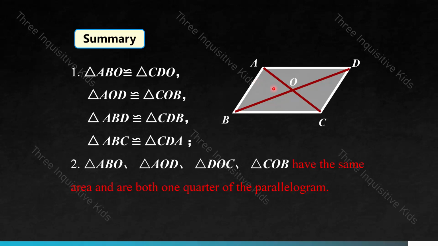Triangles ABO and CDO are congruent. Triangles AOD and COB are congruent. Triangles ABD and CDB are congruent. Triangles ABC and CDA are congruent. And these 4 triangles have the same area and are each 1/4 of the parallelogram. So if you look at one of these triangles cut out here, this is exactly equal to 1/4 of the entire parallelogram.